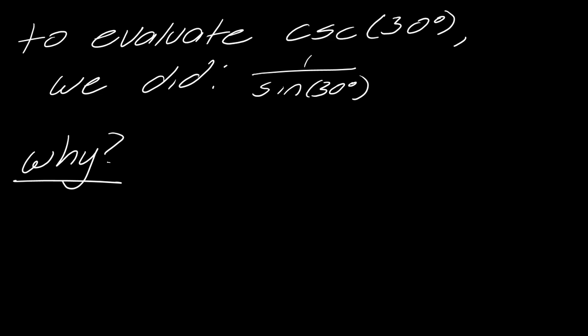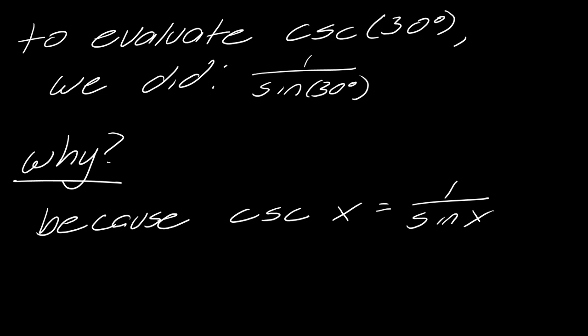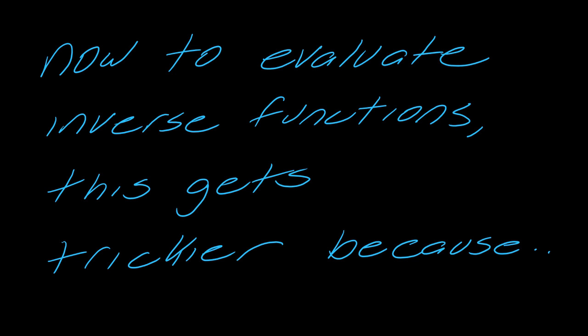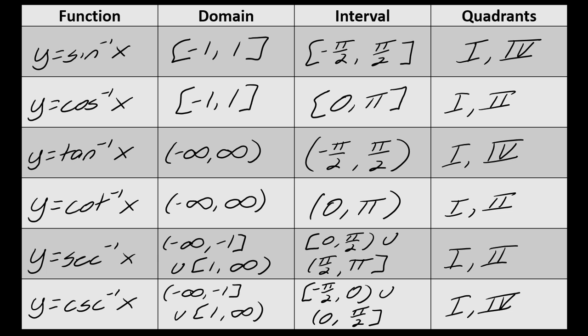You enter 1 divided by sine of 30 degrees. Does that make sense? Why? Well, it's because cosecant of x, this is the property, it is equal to 1 over sine of x. That's why. So now, to evaluate inverse functions, this gets trickier. First, I just want to explain that your calculator is very strict about the domains of inverse trig functions.